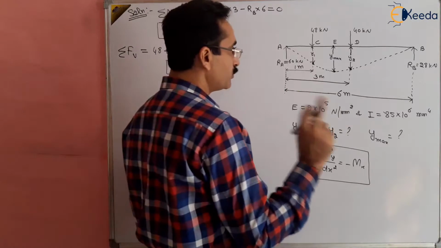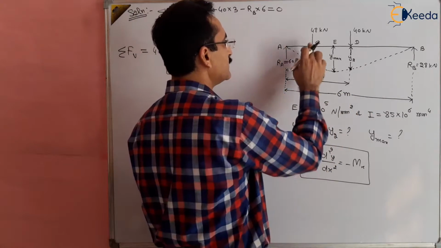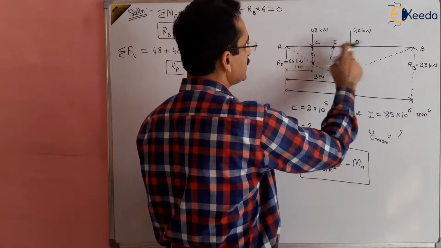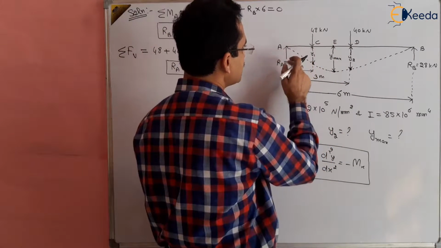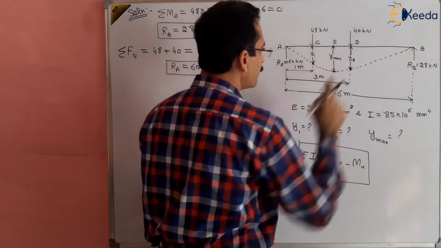So we have to do this activity 3 times. We have to take the section between A and C, then between C and D, and then between D and B, because the loads are changing here. One section will be valid between A and C, another will be valid from C to D, and another will be valid from D to B.